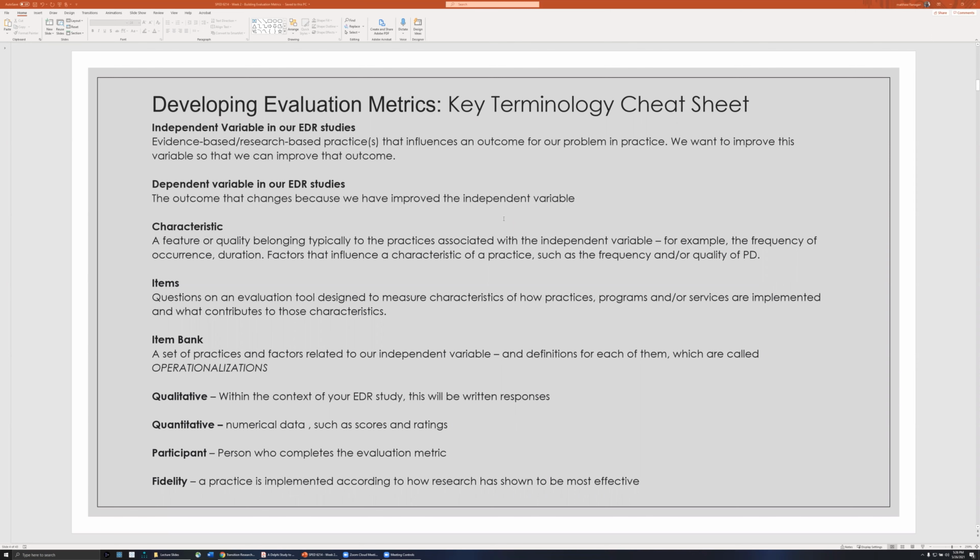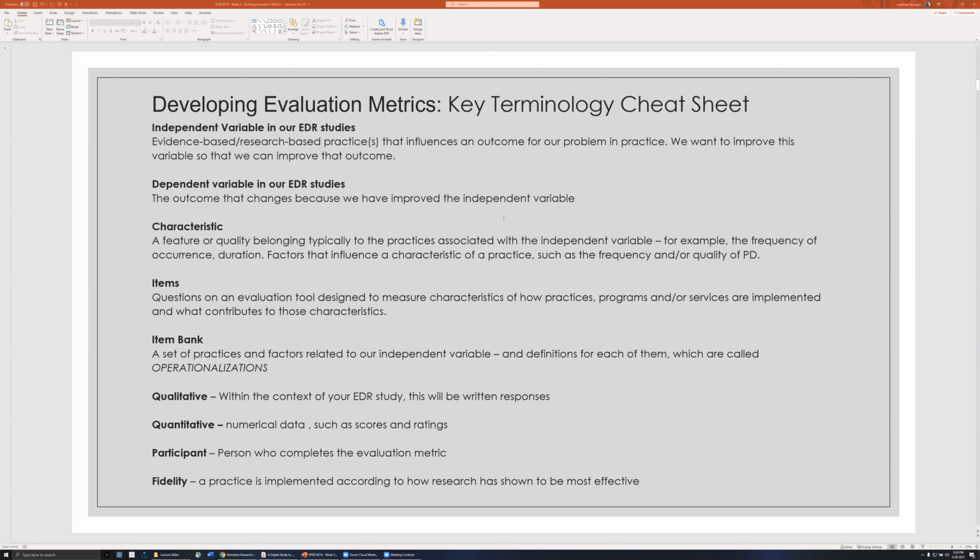So characteristics, we're going to keep talking more about them over the next 2 weeks. You'll see a lot of examples. But these are things like frequency, effectiveness, duration. We'll talk a lot about other options too. Items. These are the questions on evaluation tools. That's why we're talking about item banks. This is a question bank. But this week, we're just talking about getting the content that will become the questions. That's our item bank.